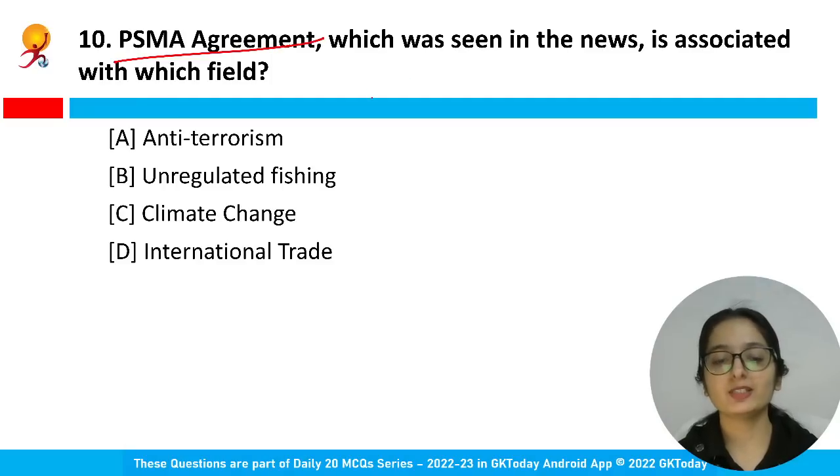PSMA agreement, it is associated with which field? You are having 4 options. What do you think is the right answer?